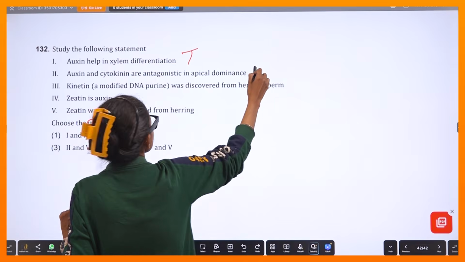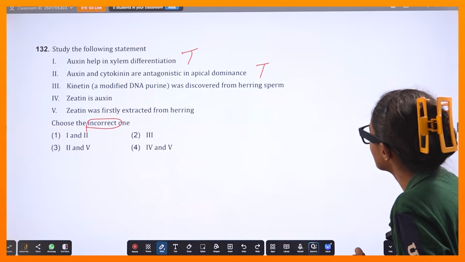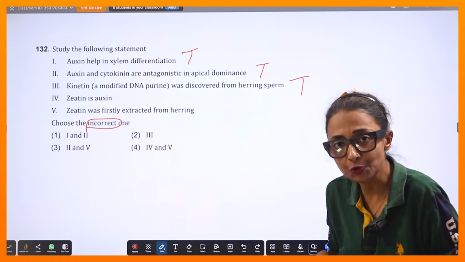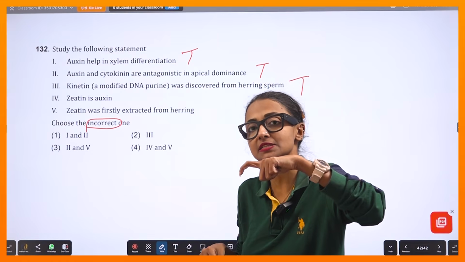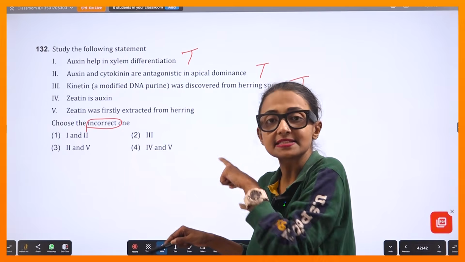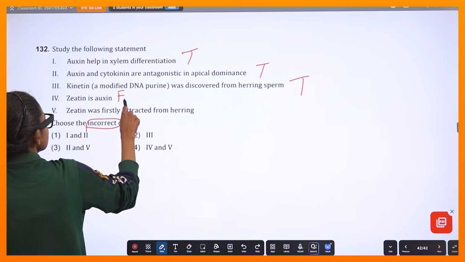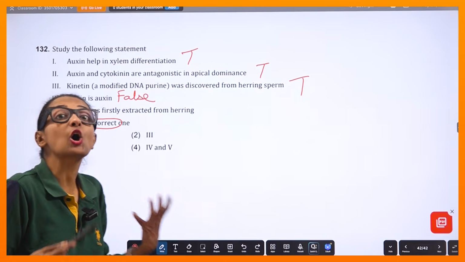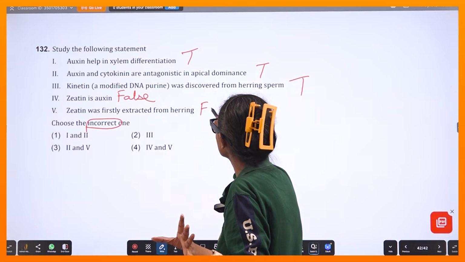So this is true. Kinetin, a modified DNA purine, was discovered from herring sperm. True. Like if you read the cytokinin discovery part in NCERT, you will notice that this is the statement that's mentioned. Zeatin is auxin. False. Type of cytokinin. Zeatin was first extracted from corn kernels, right? Not from herring sperm. So that's also false.